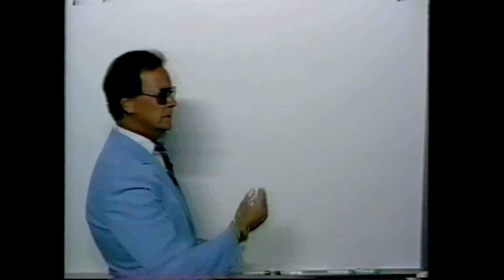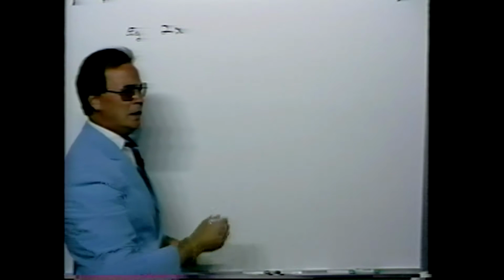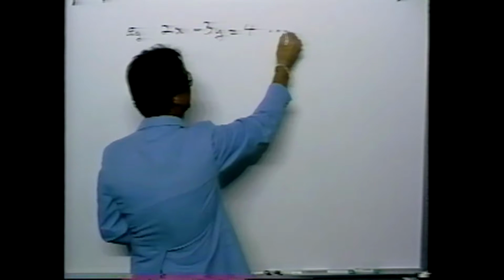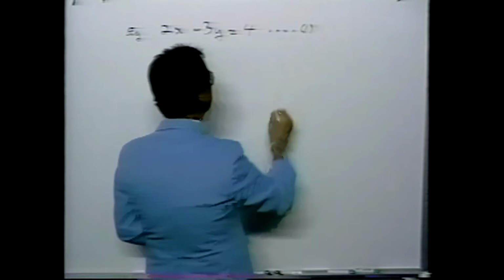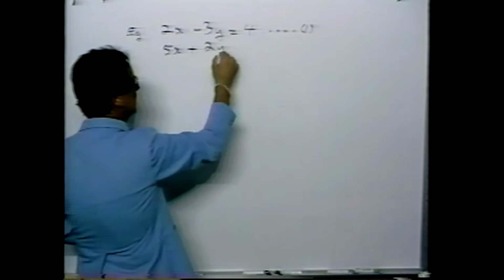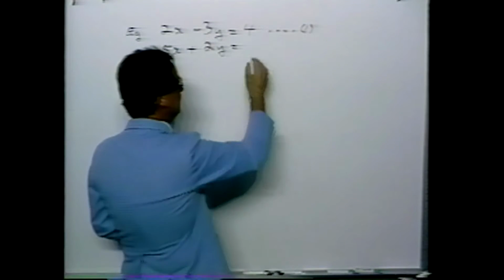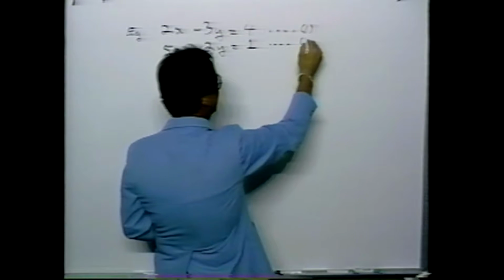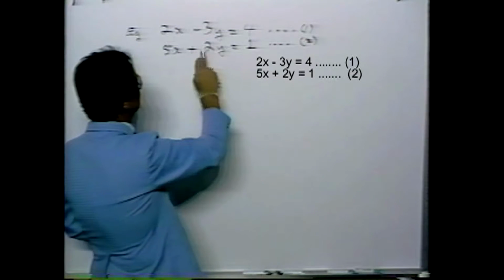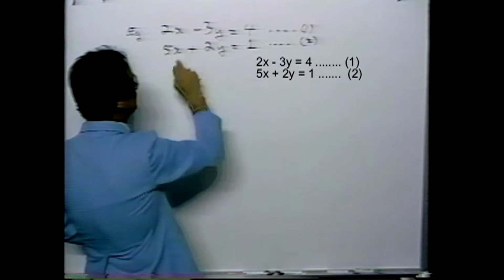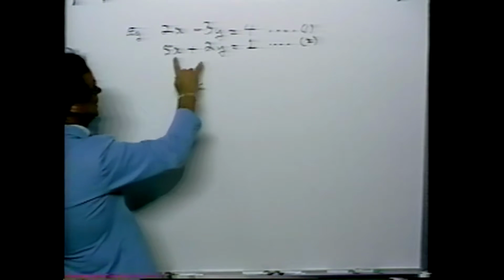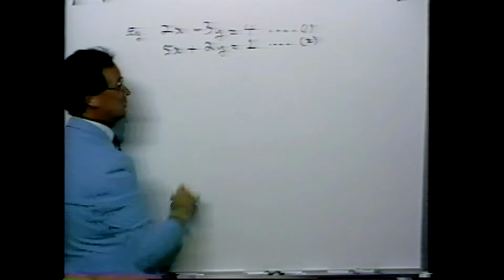For example, 2x minus 3y equals 4, we will refer to that as equation 1, and 5x plus 2y equal to 1 is our second equation. And there you see two linear equations, linear because the exponent of each of the variables is 1 and x is not a divisor, and we have the two variables x and y.